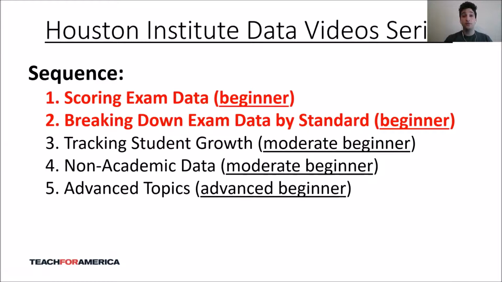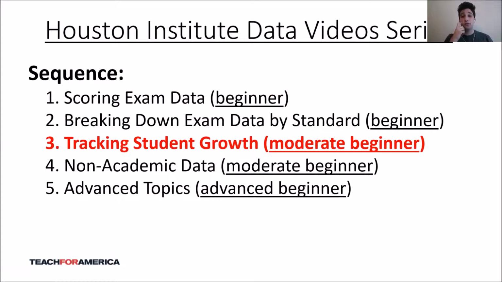So in the first two videos, we looked at two topics: one, scoring exam data on a free response test, and then breaking down that data by standard to see which standards were doing well and which were not doing so well. Now we're going to move on to tracking student growth. This is one of the most important things we as teachers can do with student data: to see how much our students are growing, or unfortunately deproving sometimes, and what we can do to make sure that we're setting good growth goals for ourselves as well as holding ourselves accountable to those growth goals.